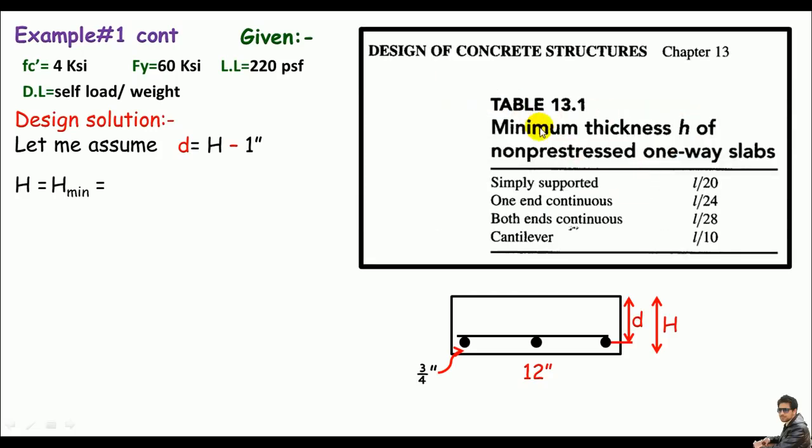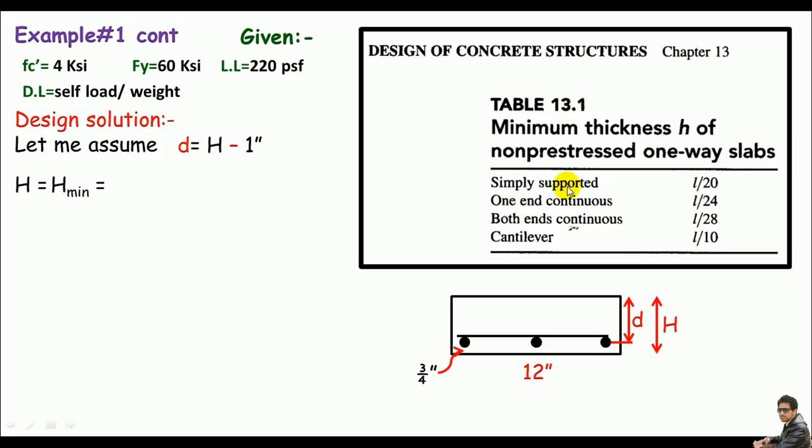Table 13.1, this is the table for minimum thickness of one-way slab, right? I just took the screenshot of this table from a nice book, Design of Concrete Structures. I think it's written by Nelson, maybe. Yeah, the other name is Nelson. So it's a nice table, okay?